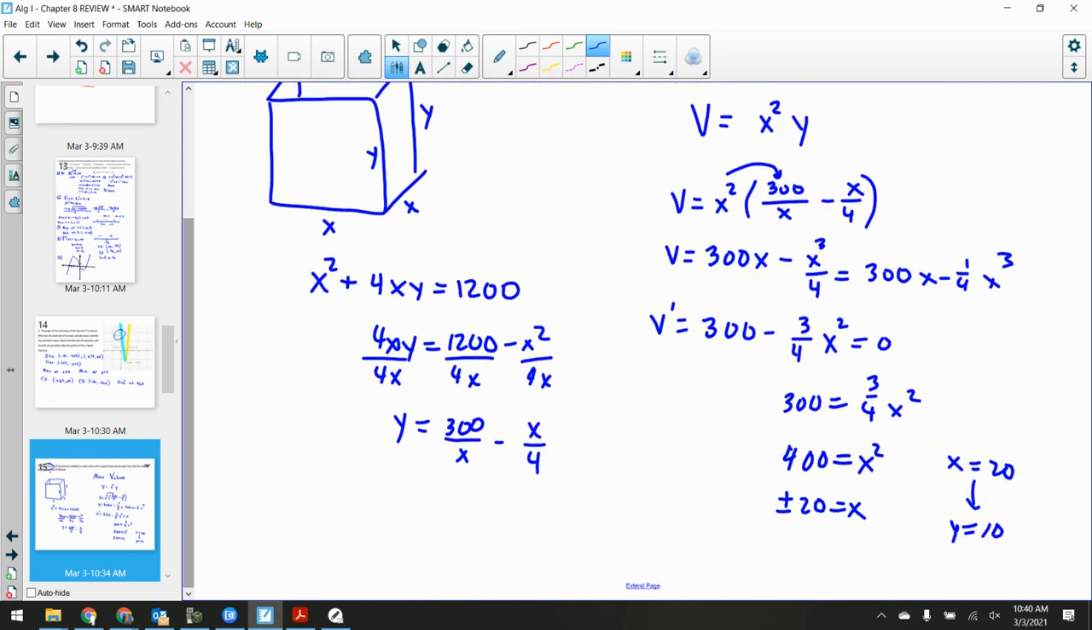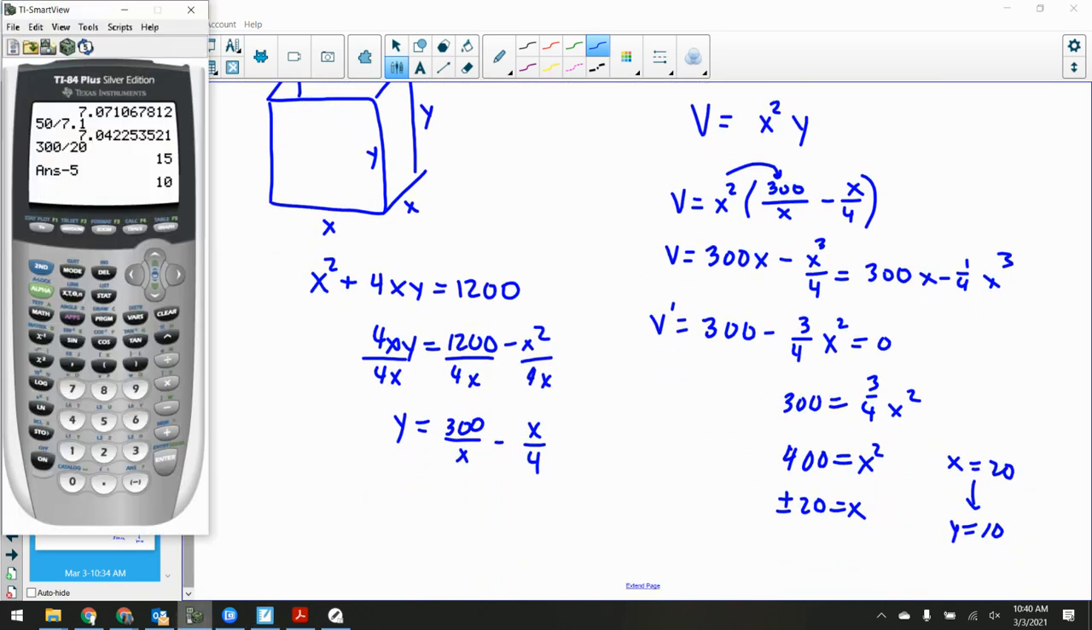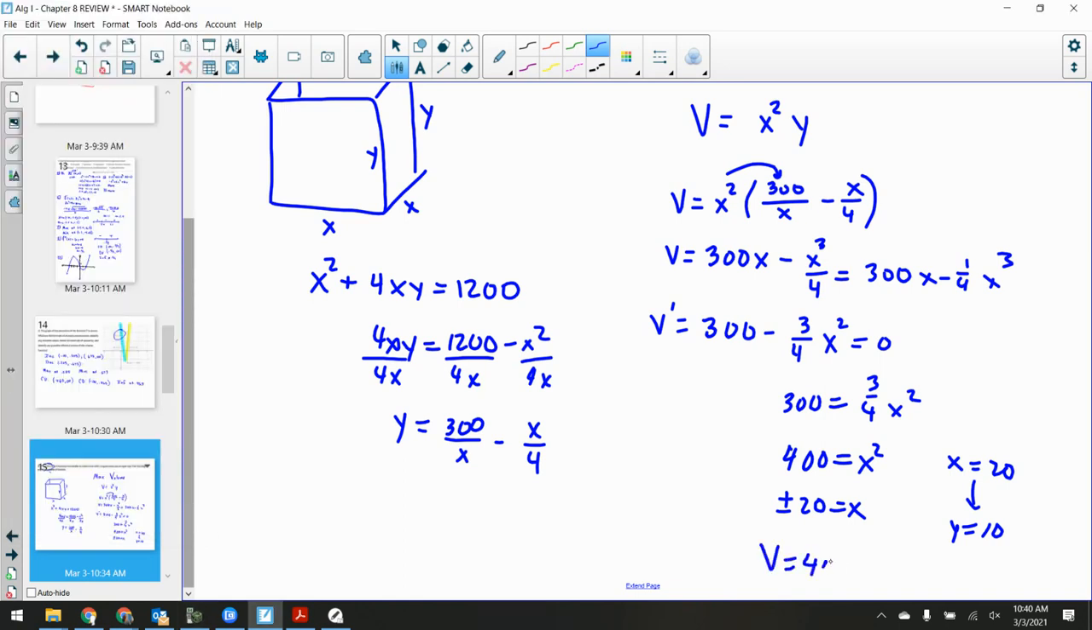Find the actual volume. Okay. So the volume is x squared y. So 20 squared times 10. 4,000. The volume is 4,000. That's the maximum volume. Cubic centimeters.